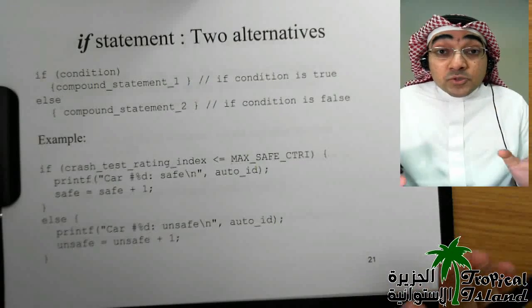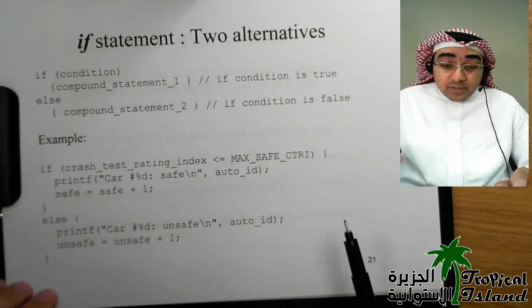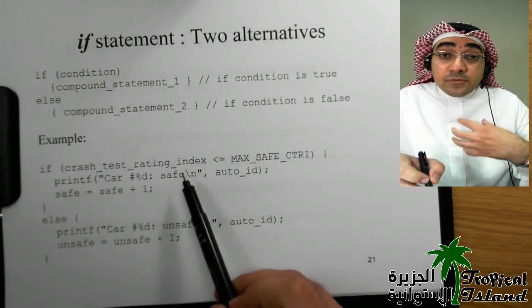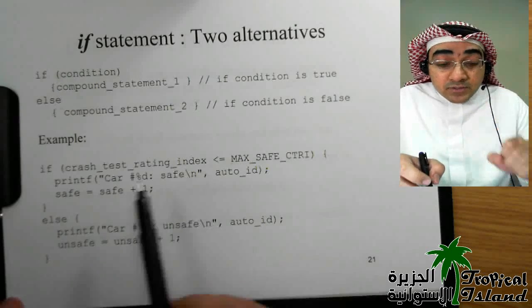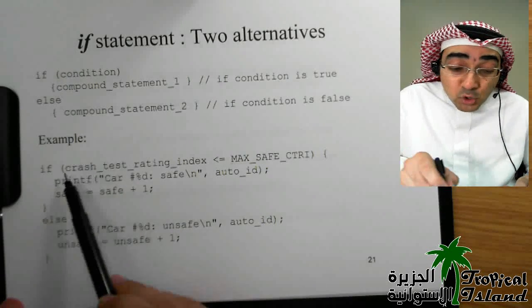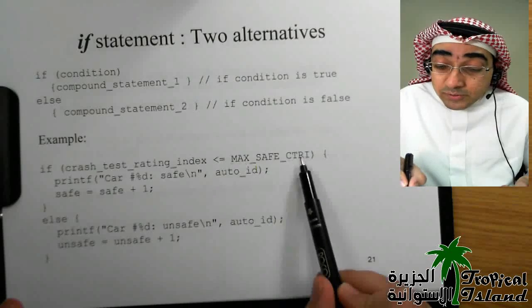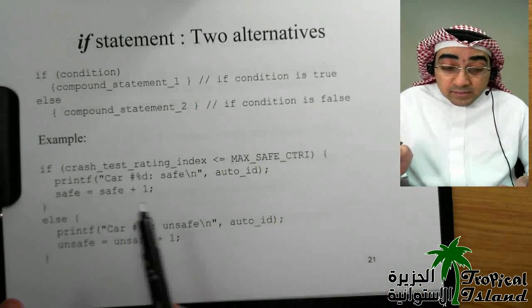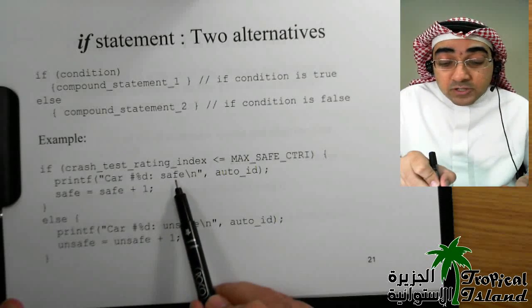So my car is not safe. Okay, so this is the program that I want to write. I write if crash test rating index, these are the forces that I get from the sensors that I have on the dummy. If those ratings are less or equal to the maximum safety critical, so this is the maximum force that the human being can handle, I say my car is safe.